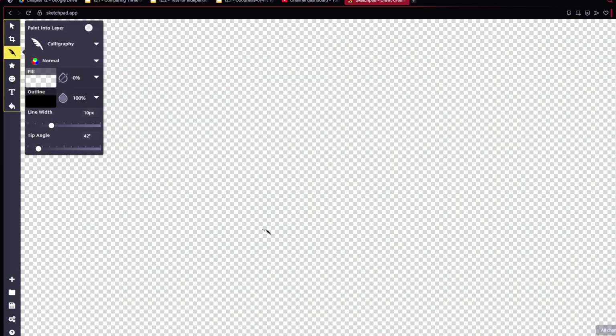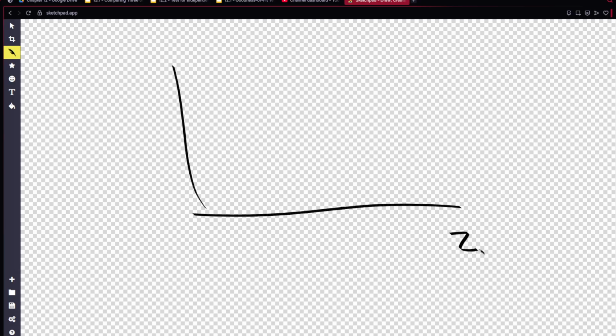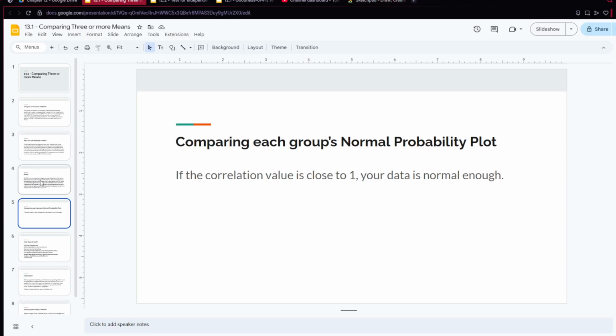So if we made a thing, this will be z-score. No, sorry, I think this will be z-score, and then we have point. Apologies for my bad handwriting. And we'll go over here.